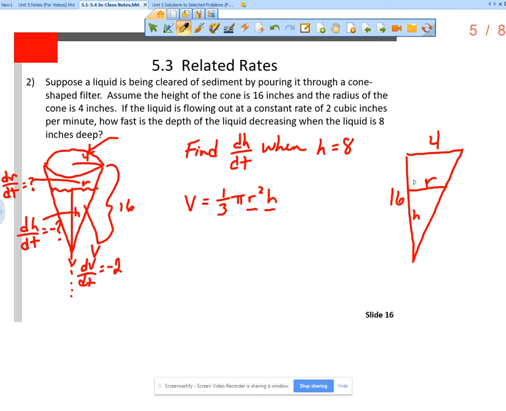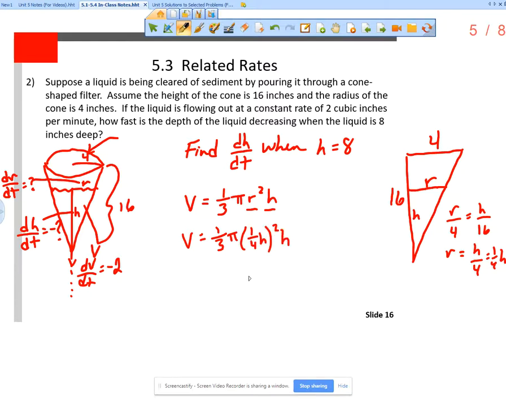And so I actually have two similar triangles, right? And so what does that mean? Well, we can say that r is to 4 as h is to 16, which means that r, if I multiply by 4, would be 4h over 16, or h over 4, or 1/4 h. So what we can do is go into our volume equation and substitute r out. I can say volume is 1/3 pi times r, which is (1/4 h) quantity squared, times h.